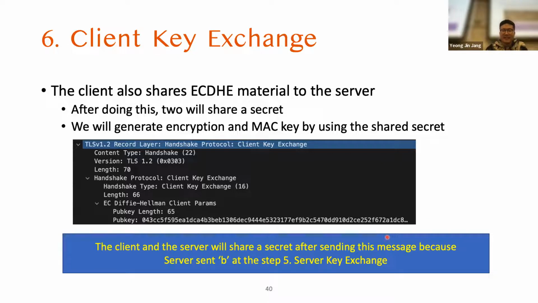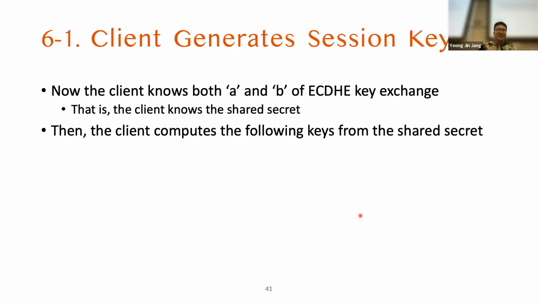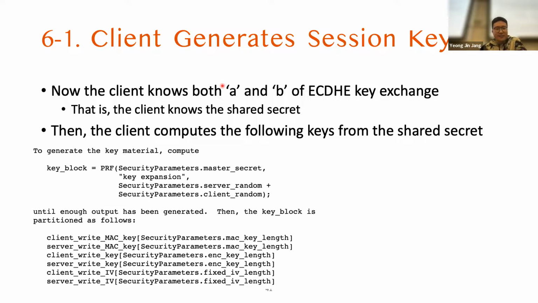After sending this message, both ends, server and client, can calculate the shared secret, because the server has the client's material and the client has the server's material. So after sending this message, the client generates the session keys. The client doesn't know b of the ECDHE; it actually knows g to the b mod p, but they can calculate the session keys. In TLS, both ends calculate the session key in this fashion.